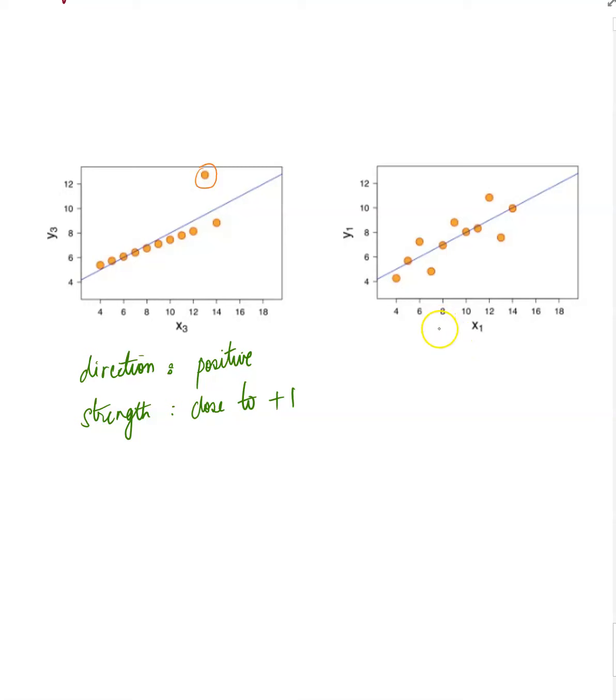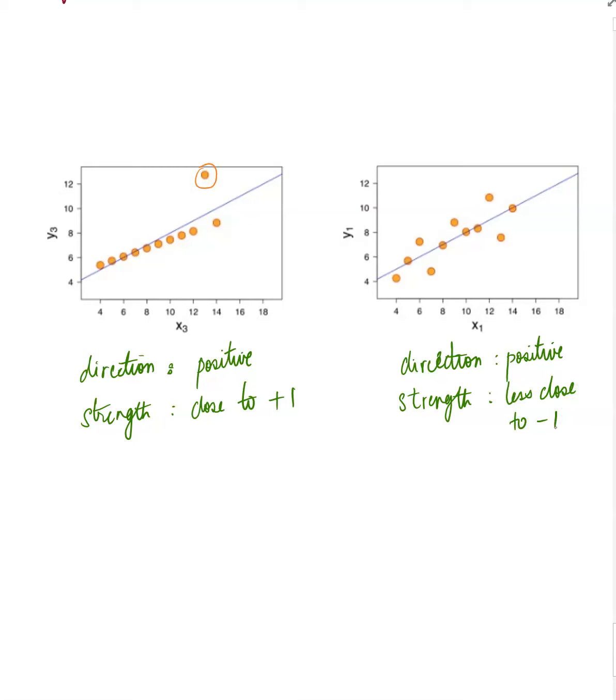On the other hand, you come to the second picture here, on the right side. What is the direction here? The direction once again is positive, right? Because the line is increasing. And here too, we want the strength to be considered as if it's closer to +1. It can't be -1, because the direction is positive. But here you can see that the strength is less close to +1.